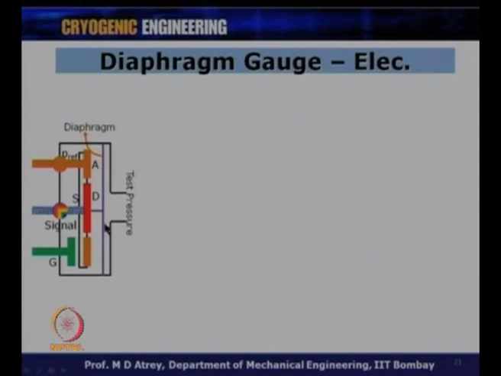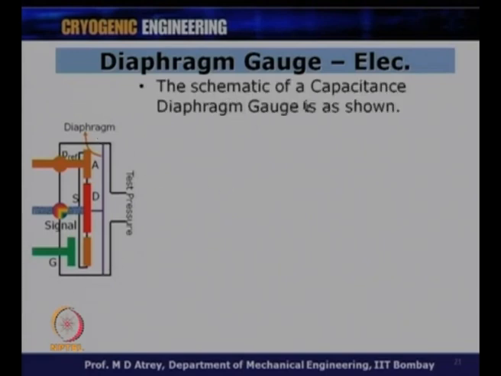In this case, I have a different arrangement over here on the left side of the diaphragm. Here is the schematic of a capacitance diaphragm gauge, as shown. Whenever I want an electrical signal, I can use a capacitance diaphragm gauge. Depending on the motion of the diaphragm, the capacitance on the left side will change, which will be calibrated to tell me what the pressure is on the right side.